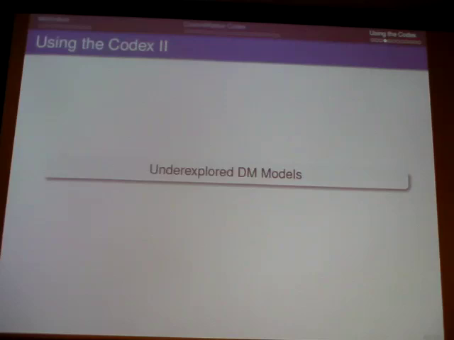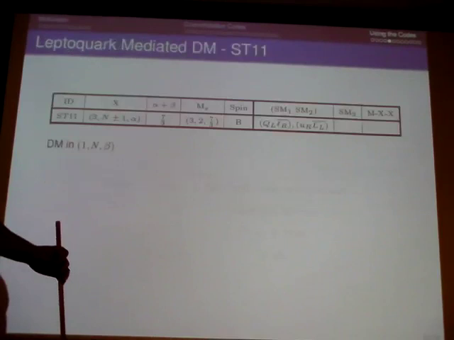Another way you could think about this classification is that, say, you like Bino dark matter, but you know that it overproduces in the early universe, the relic density is too high. Then you could view the codex as a list of possible coannihilating partners you could add to your model that would reduce the relic density and point to interesting models. So that's how we thought about it.